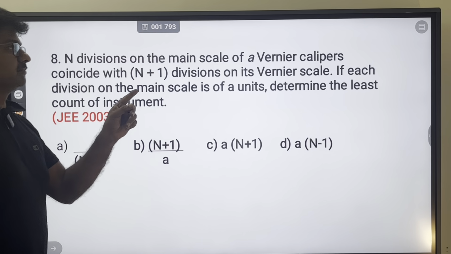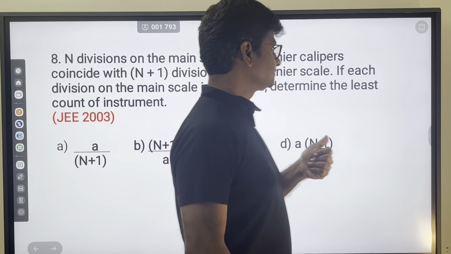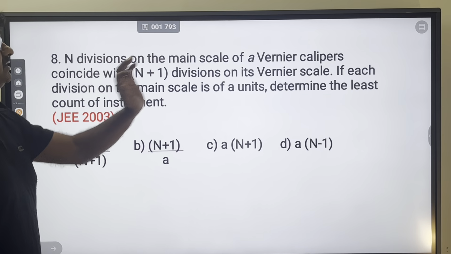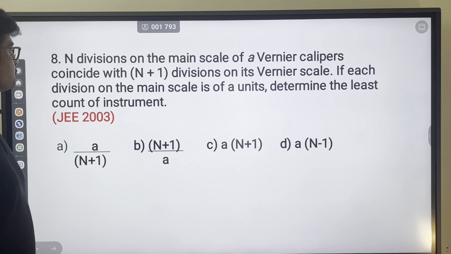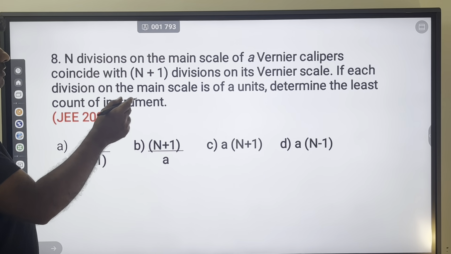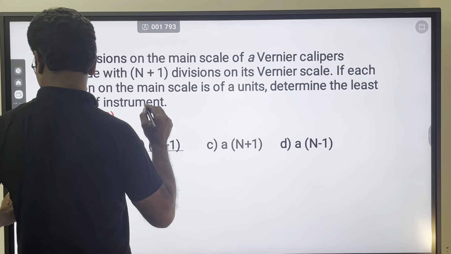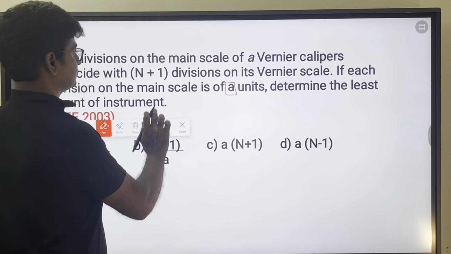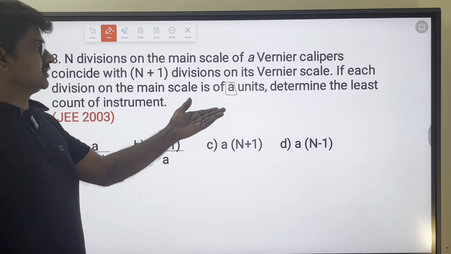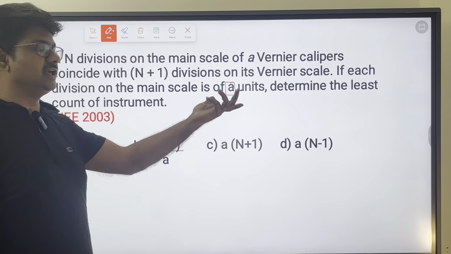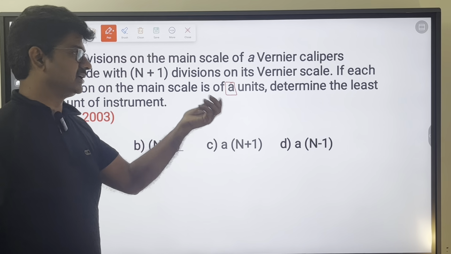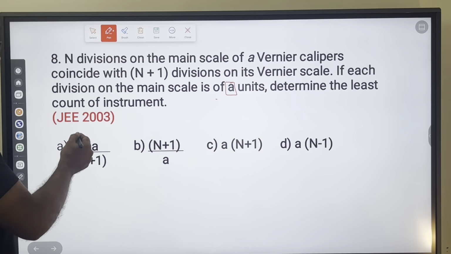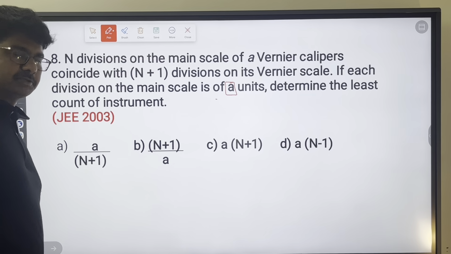N divisions on the main scale of vernier calipers coincide with n plus 1 divisions on its vernier scale. If each division on the main scale is of A units, this is A. Like whatever I have seen, one main scale division is equal to 1 mm or whatever. Similarly, A units. It may be A mm or A centimeters, whatever. Determine the least count of the instrument.